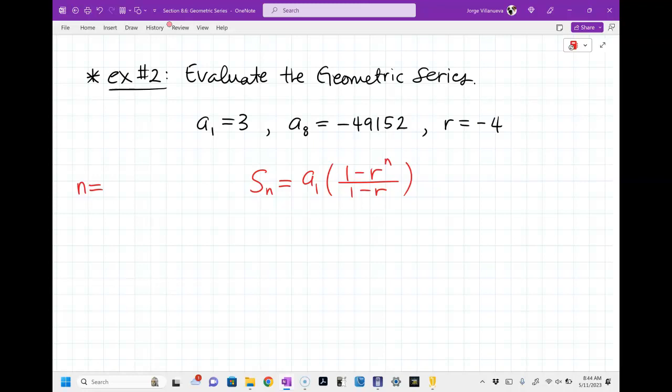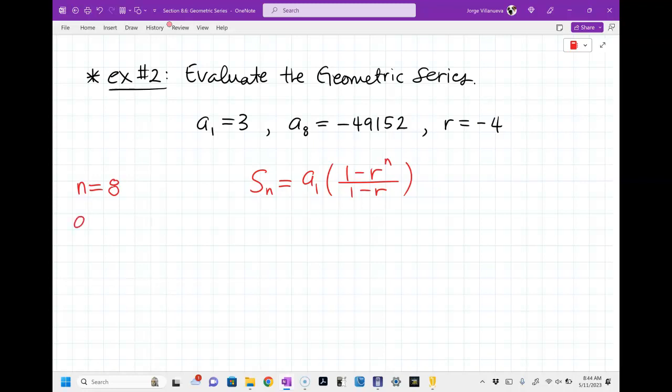It's there. It's 8. How do I know? Well, they want me to go from 1 to 8, right? A sub 1 to A sub 8. That's where they want me to stop. That means there's 8 total terms, right? First, second, third, fourth, fifth, sixth, seventh, eighth. 8 terms, okay? So I know n is 8.